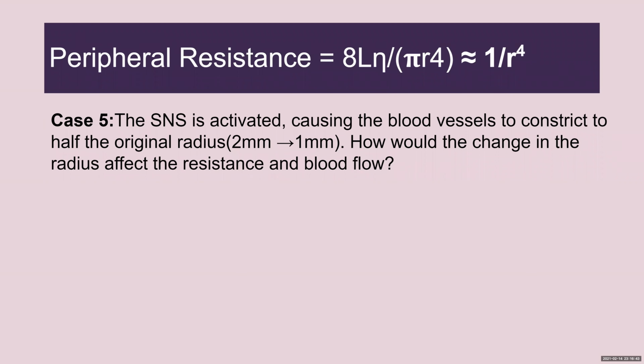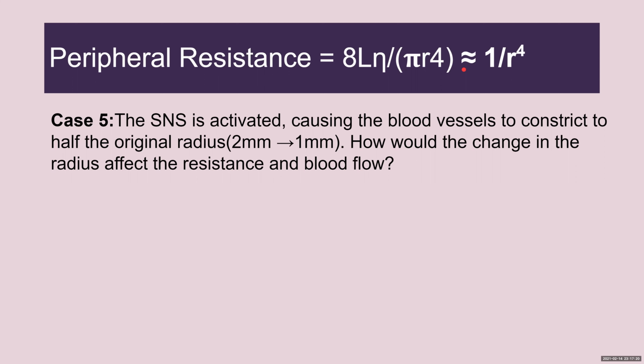So for this particular equation, pause the video and see if you can plug it in. And for the most part, most of these are going to be constant. And so you could simplify this equation by just saying peripheral resistance equals 1 over r to the 4th. Because pi is constant, the viscosity is mostly constant, the length is mostly constant unless you're pregnant or you have a huge pathological tumor.